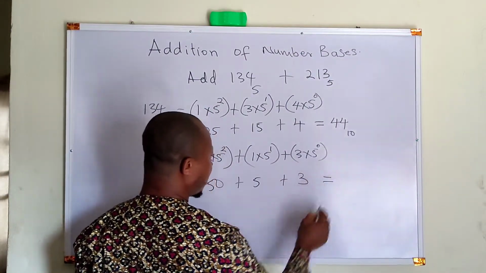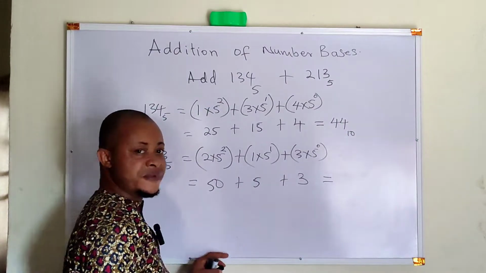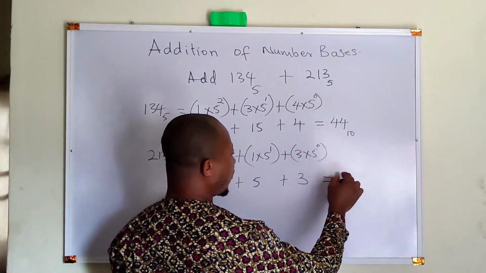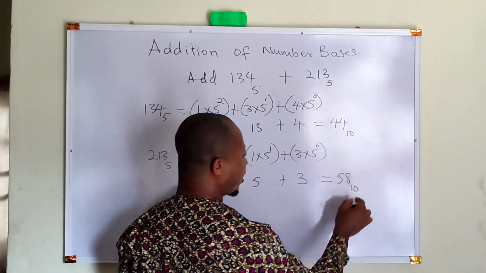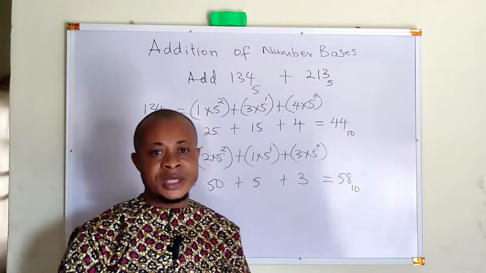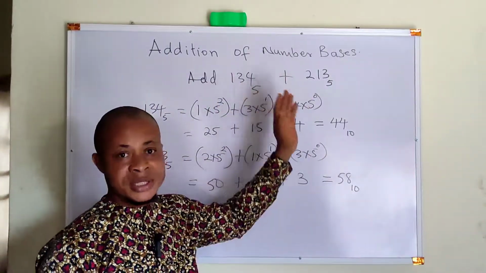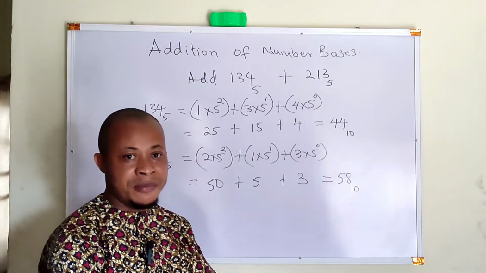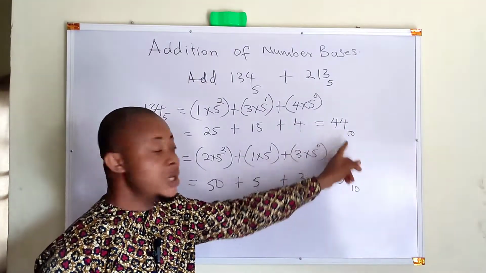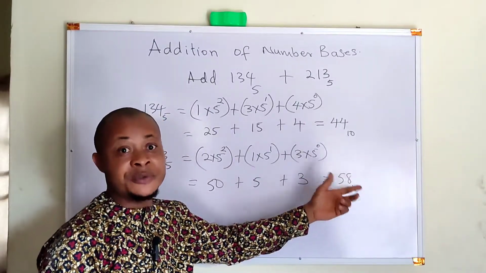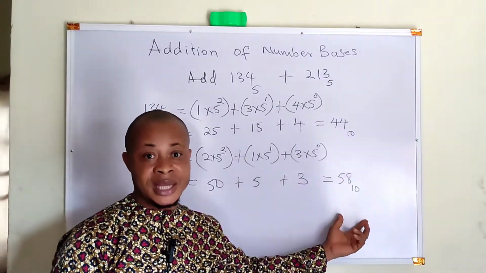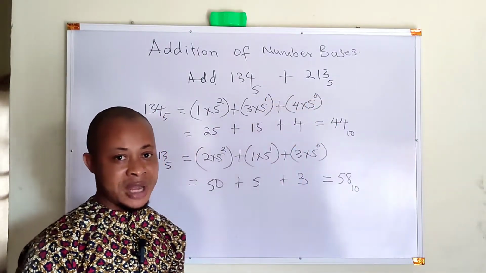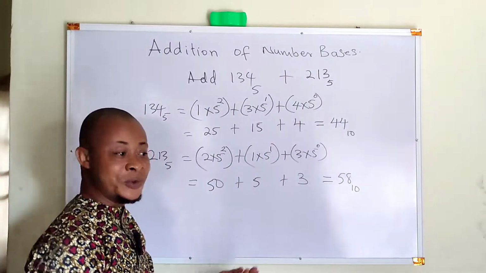Now let's add it together. We have 50 plus 5 is 55. 55 plus 3 will give us 58. So we have 58 in base 10. Okay, we have successfully converted both numbers to base 10. Now let's add them together as ordinary numbers, because this is the ordinary number 44 and this is 58. Just add 44 to 58. You will get your answer in base 10. Then convert it back to base 5 because the question was given to you in base 5. Very simple. So you see how interesting this topic is.